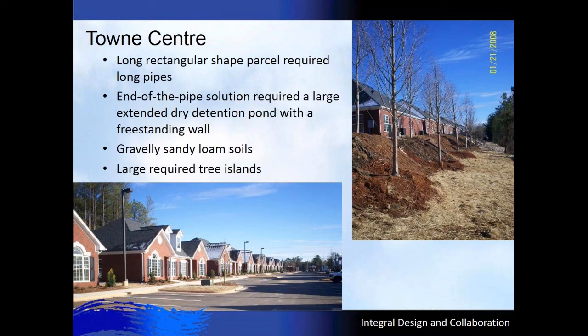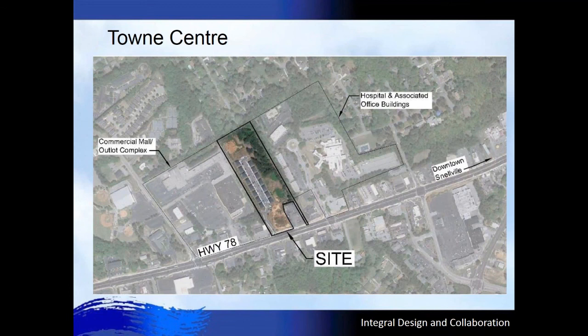So really quick, this site works well because it's a long rectangular shape with long pipes. It had an end of the pipe solution which required a large retaining wall. It has pretty good soils, and the regulations required a decent amount of green space. So this is the site. It was built in phases, so this is the first phase that it was built.